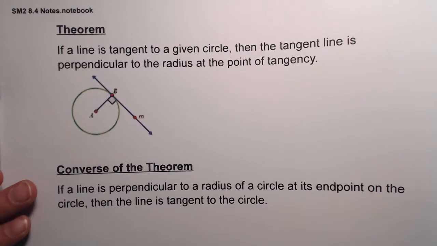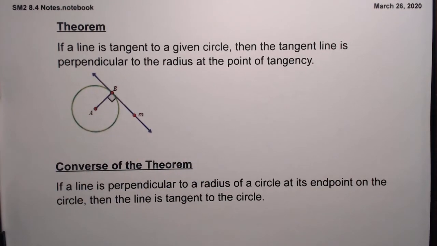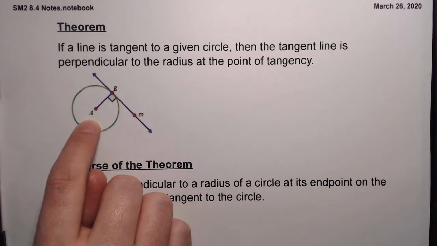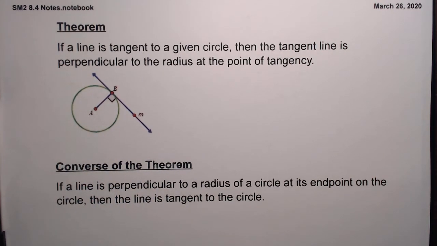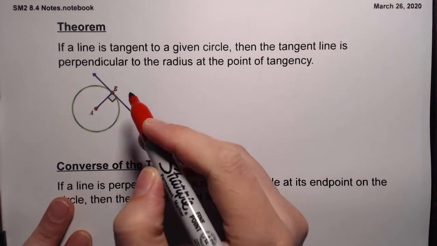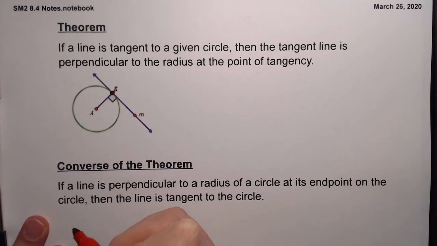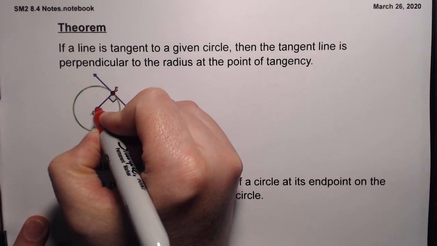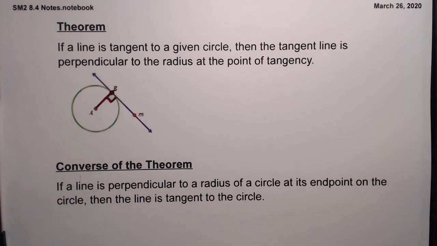So our theorem states that if a line is tangent to a given circle, so if M is tangent to circle A, then the tangent line is perpendicular to the radius at the point of tangency. Now that's kind of the important part, is where this line meets the circle. I can draw a radius to that point and have it be 90 degrees. It has to go through that point.